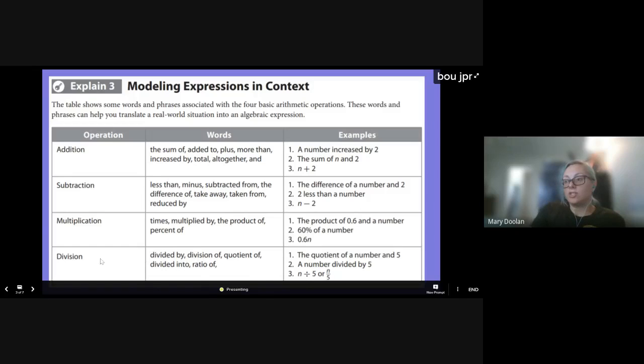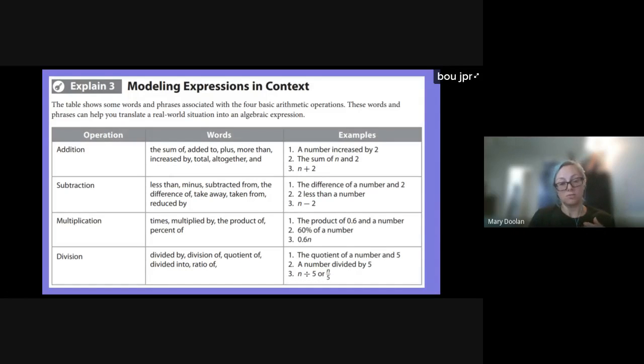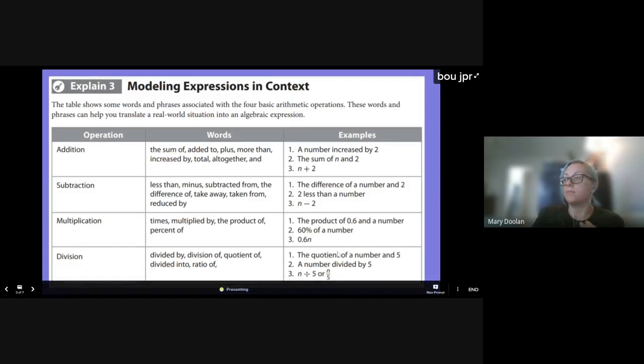Divided by, for division: division of, quotient of, divided into, ratio of, the quotient of a number and 5, a number divided by 5. And again, with division, that's also super important about your order. You don't have those commutativity rules with subtraction and division like you have with addition and multiplication. When you're adding two things or multiplying two numbers together, it doesn't matter the order, you're going to get the same answer. But that is not true with subtraction and division. The order is very, very important. So you have to be careful with your order on subtraction and division.